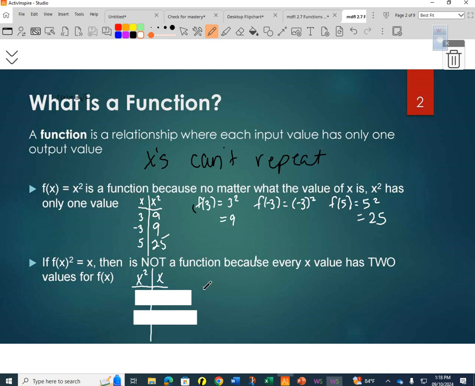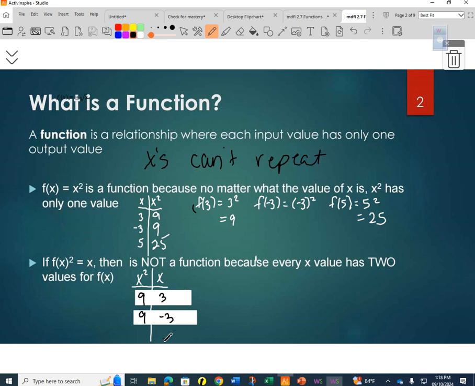This is an example of an expression or an equation that is not a function, because the x's are going to repeat. And I don't really like this. All right. So I want you to see, this is kind of backwards. Instead of f of x equals x squared, they're saying the output squared is equal to the x. So what would the x be? For instance, if the input squared is 9, that could be 3, right? But it could also be -3.